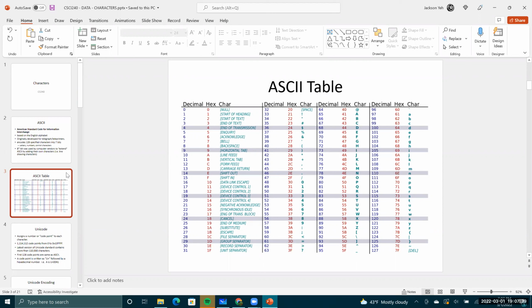If you look at decimal 32, it's space. It's not really printing anything, it just adds an empty space, right? So it's not until decimal 33 that you have the printable characters. With 33, you have the exclamation point. 34, you have the double quote. 35, you have the hashtag.